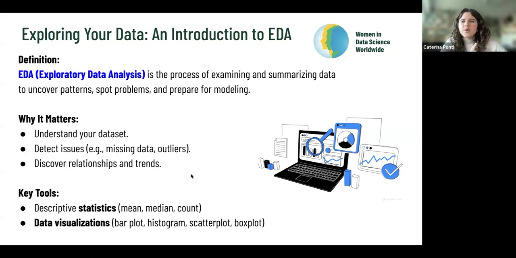A second reason why EDA is so important is to detect issues. So first of all, one issue is missing data. EDA identifies missing values and handles them, because no data set is perfect. So there are going to be NA values in the data set. And Leah will go over later how to handle NA values at the end of the workshop.